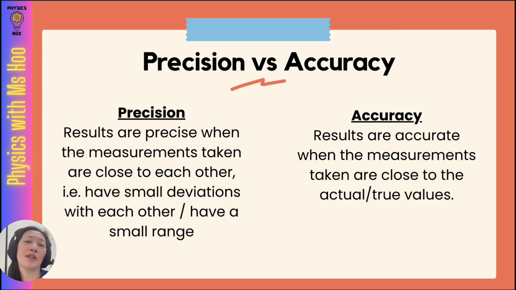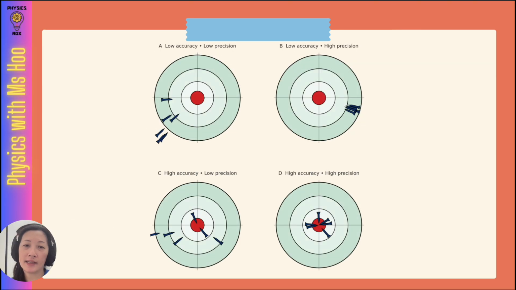So what are precision and accuracy? Results are precise when the measurements taken are close to each other. That means they have small deviations compared to each other, or they have a small range. Results are accurate when the measurements taken are close to the actual or true values. To help you understand the difference between precision and accuracy, let's take a look at this diagram.